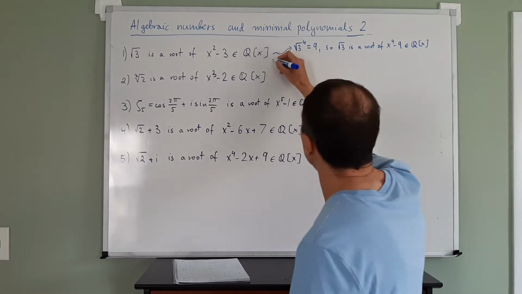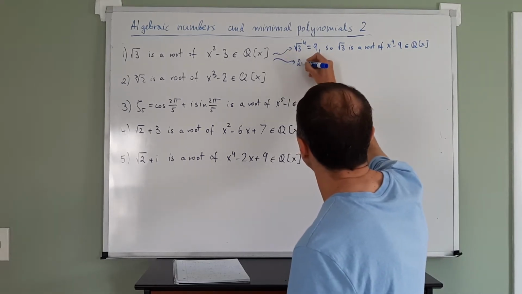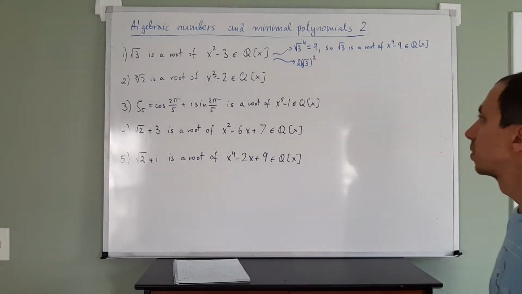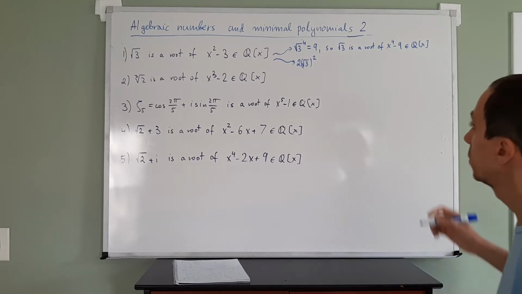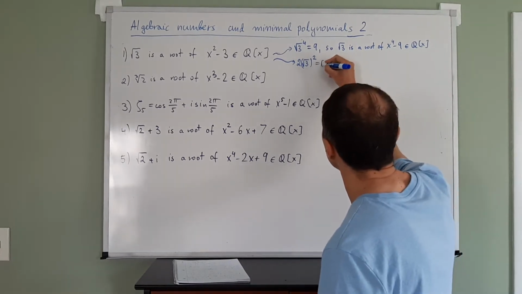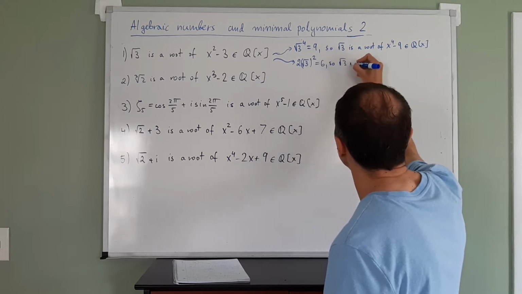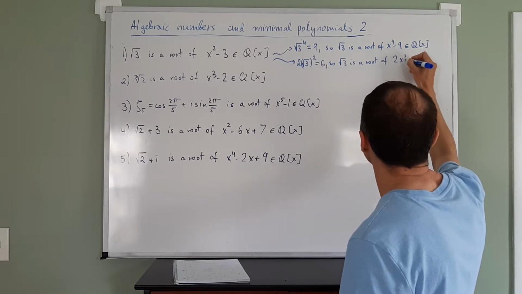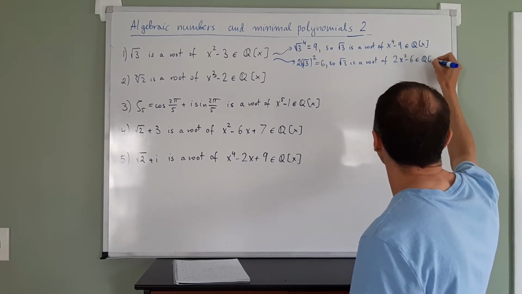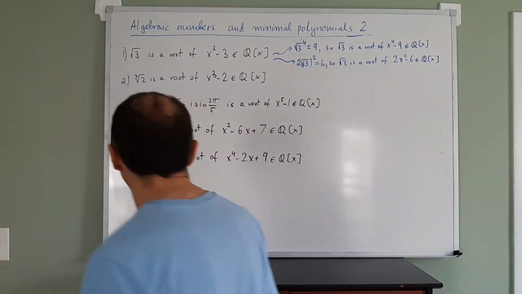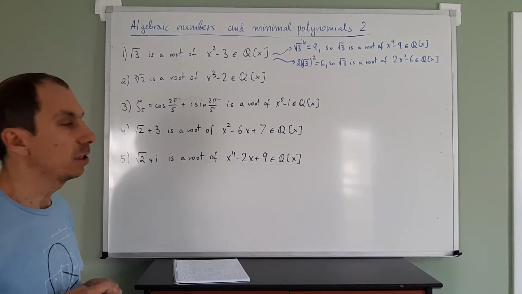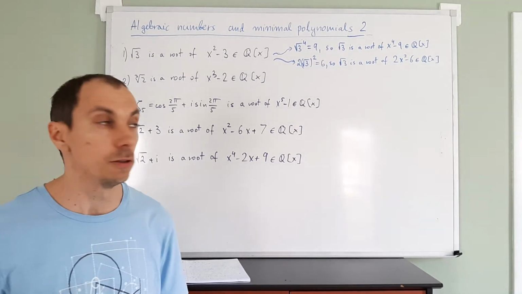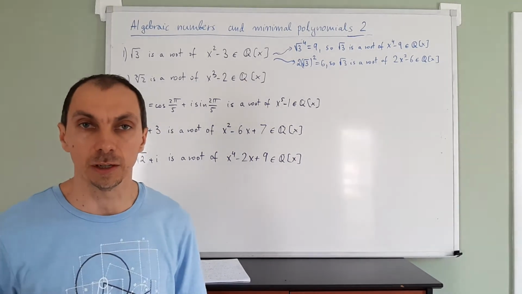Another thing that I can do is multiply radical 3 by 2 and square this. So 2 times radical 3 squared is 2 times 3, so that's 6. So radical 3 is also a root of 2x squared minus 6. And as you see, that polynomial also has coefficients in Q. So it's not so difficult to figure out that you can probably find infinitely many polynomials with coefficients in Q that have radical 3 as their root.